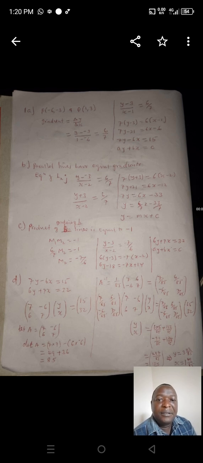Then the question is asking us to express in the form of ay + bx = c. So we bring 6x to the left side of the equal sign, and the equation becomes 7y - 6x = 15, which is in the right format that is required.